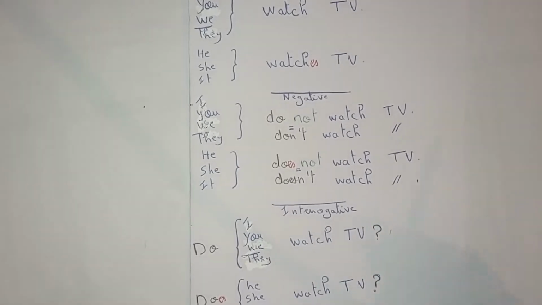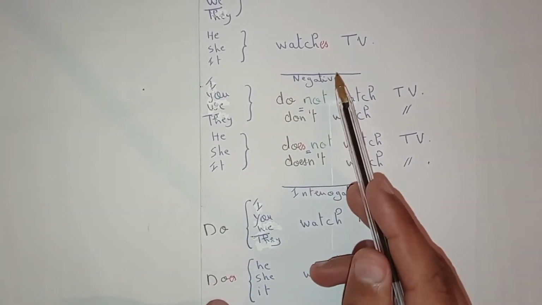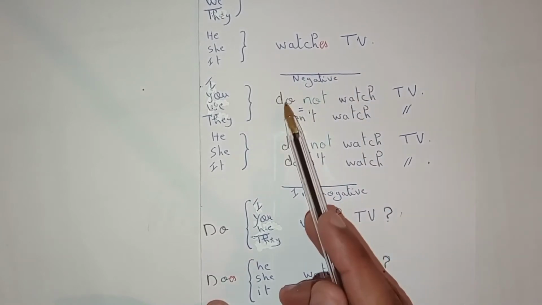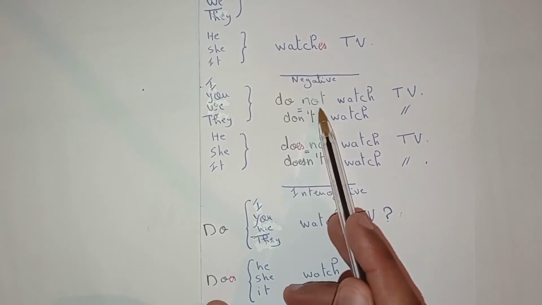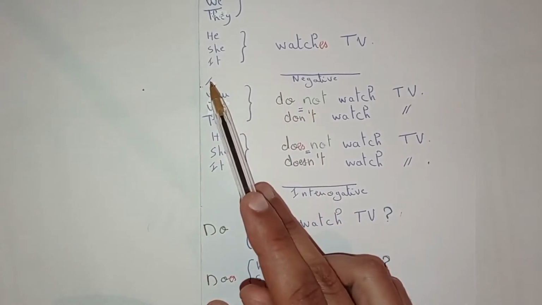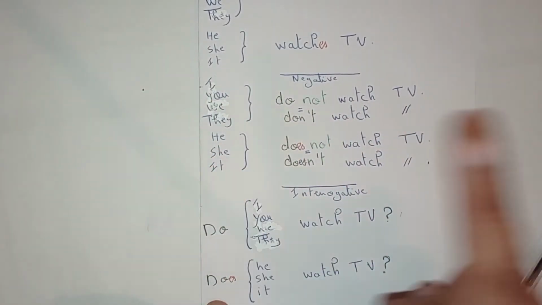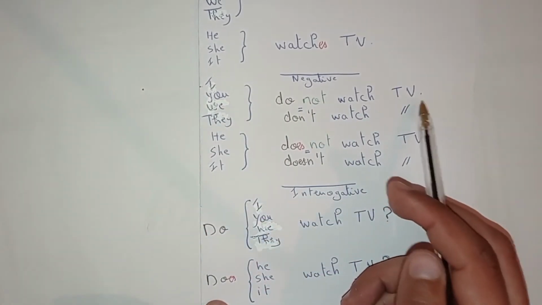Let's move on to the negative sentence. To have a negative sentence, we need two things. We need an auxiliary verb and we need not. Do not. We need these two things. We say, I do not watch TV. Okay?